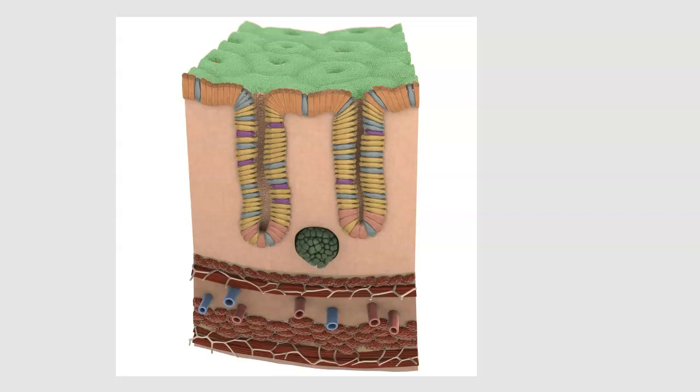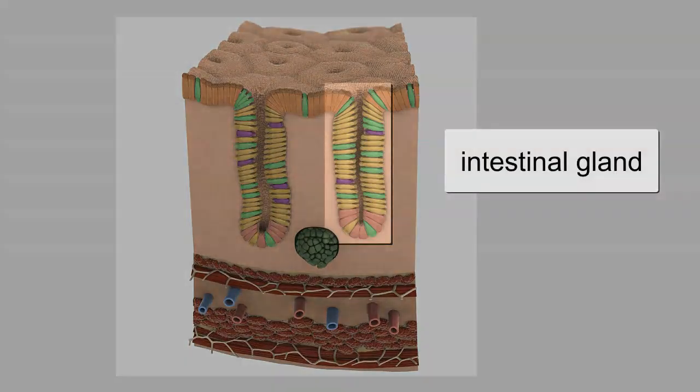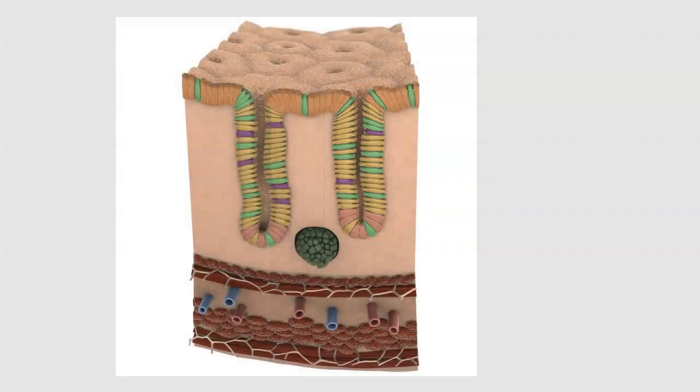We can see the presence of goblet cells. Goblet cells are mucus-secreting cells, and then we can also see the intestinal glands, which are pit-like glands, also known as the crypts of Lieberkühn, and the secretion from these glands is primarily salt water and mucus. There are no digestive enzymes that are secreted by the large intestine.